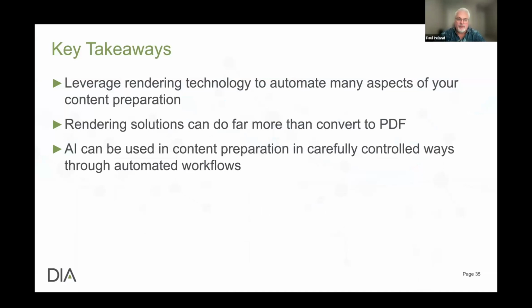So look at your rendering solution again. It can do far more than convert into PDF, and obviously understand that AI is beginning to be introduced there as well to further allow for automation of some of your content processes. And in our case, we're implementing translation and redaction as two of those things, and that will increase over time, obviously, as AI is accepted more and more.